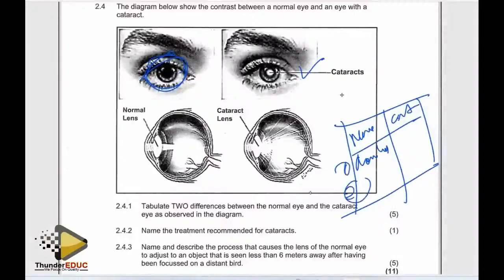That's number one. Then number two, you can talk about this one allows light. The normal one allows light. There's a structure. Tabulate the difference between this one. If you look at it here, it allows light to pass through easily. But here what happens, it scatters and blocks light. Check how many images are formed on the retina. So on the side of cataracts, number two, it scatters and blocks light. Here it allows light to pass through easily.